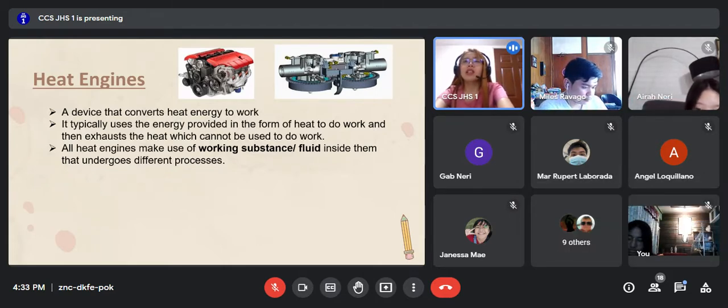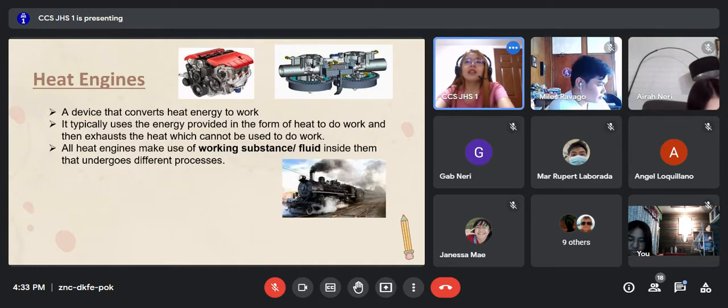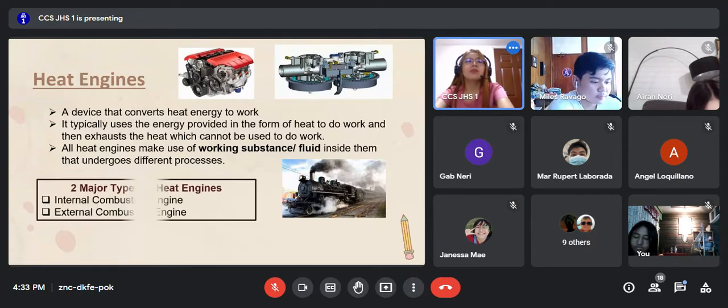But for a steam engine, what is the working fluid? Water. Okay, very good. So the working substance for a steam engine is water. This is an example of a steam locomotive train. So the working fluid here is water.